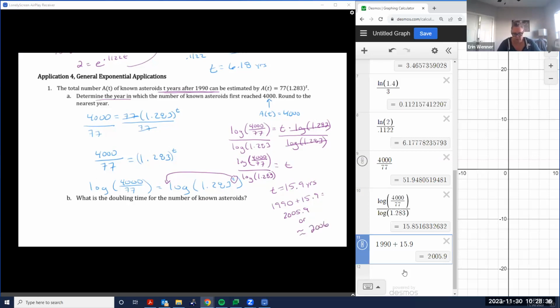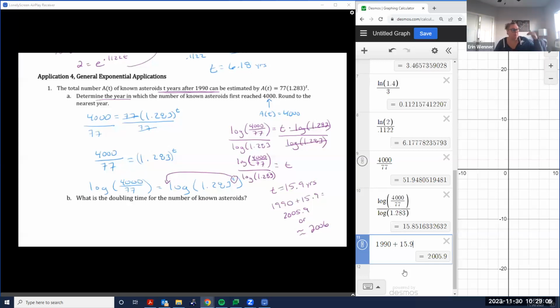So again, if you have a problem that's similar to this, you have to look at what it is asking. It's measuring from a specific time period, right? From the year 1990. And then you're figuring out how many years it takes. And then you have to answer it as if we're looking at a real year in history and not saying it's year 15.9. No, it takes 15.9 years to get there. But then the year it actually takes place in is 2006.